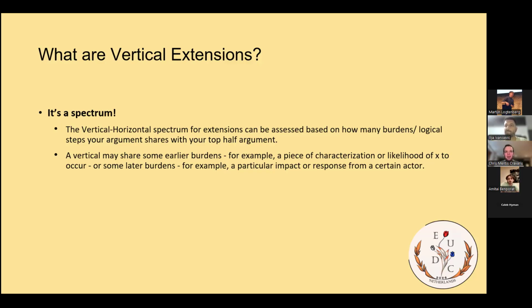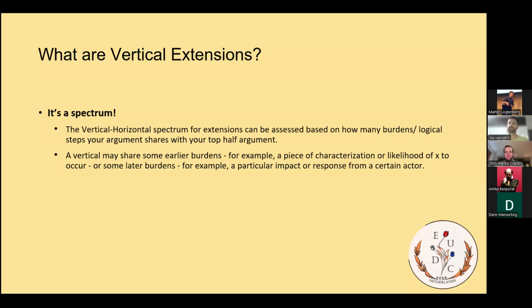But broadly speaking, the clearest cases of a vertical will be ones where you're running something that is quite similar to what your top half team has already touched on. That is, you're either aiming for the same sort of outcome, or the same claim or premise which you're trying to demonstrate in order to fill in the ultimate argument they're making, or it's something that very neatly follows from the clash the top half has already taken usually. So generally speaking, whether your extension is a vertical will depend on how many burdens and steps you share with the work your top half team has done.